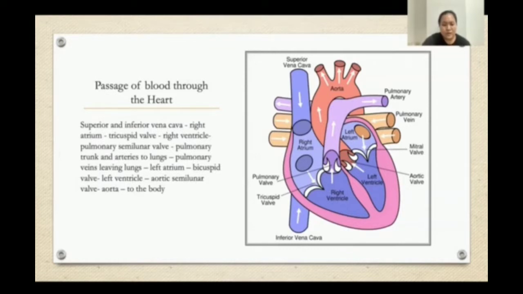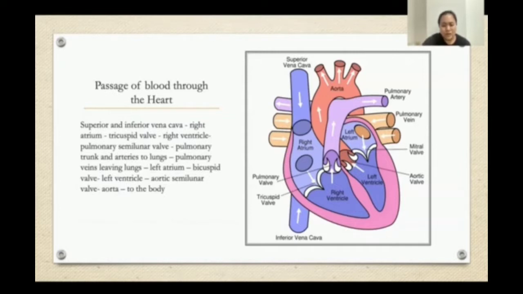As the atrium contracts, blood flows from the left atrium into the left ventricle through the bicuspid valve. When the ventricle is full, the bicuspid valve shuts. This prevents the blood from flowing backwards into the atrium while the ventricle contracts.